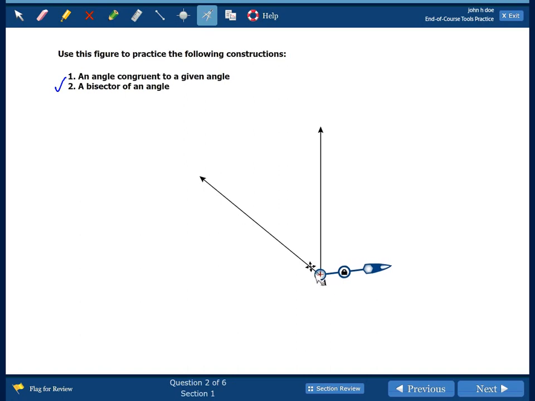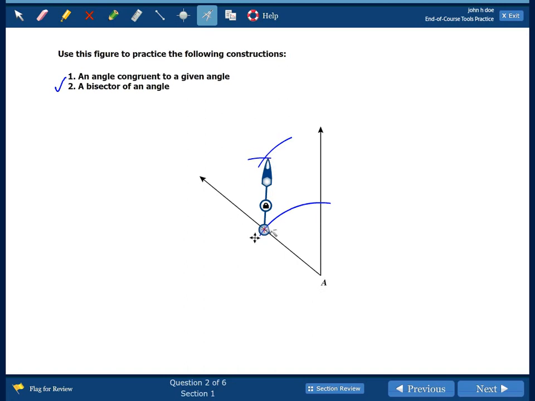So again, I put my compass on point A, and I'm going to go through it on both sides. Then I move my compass up to where it intersected. I'm going to draw it again. Move it to the other side. And I'm going to connect it. So where the two arcs intersect, remember, I'm going to draw a line through it.